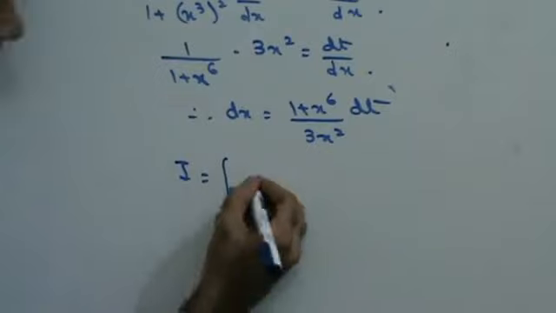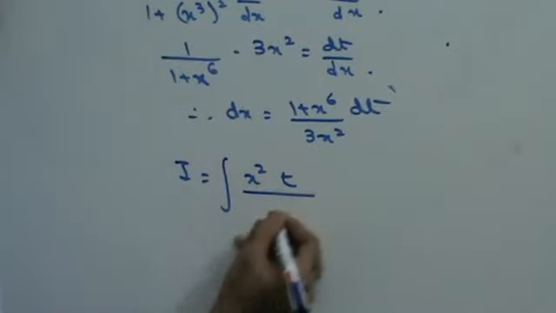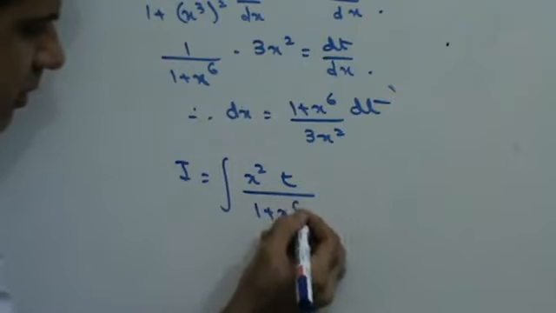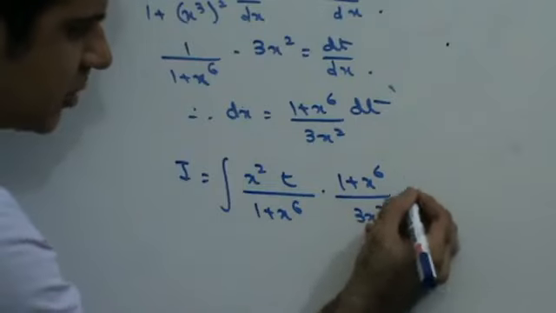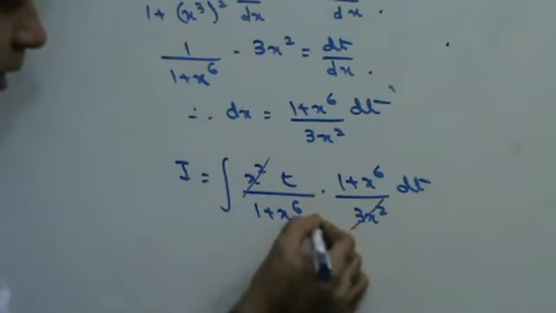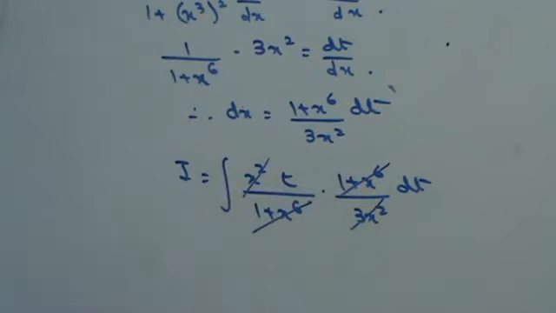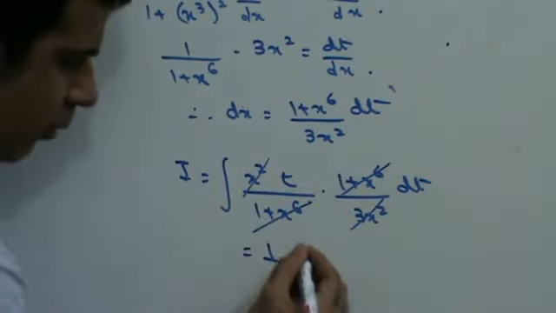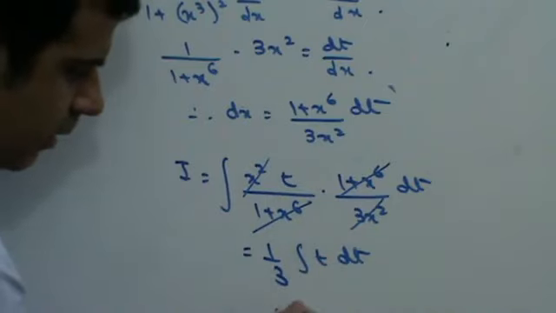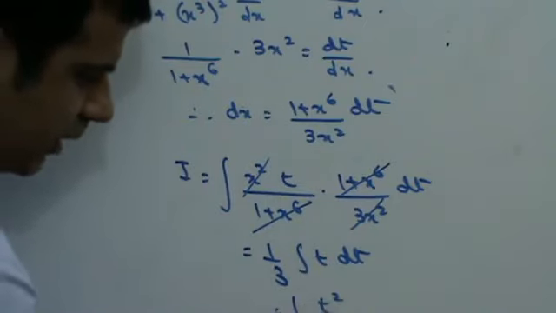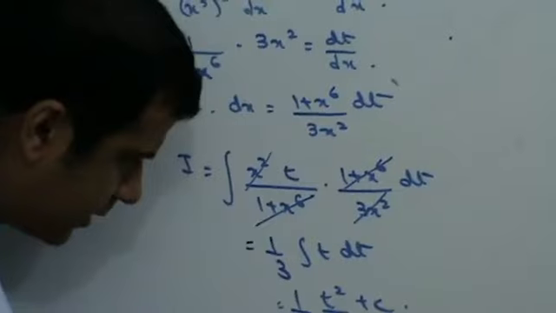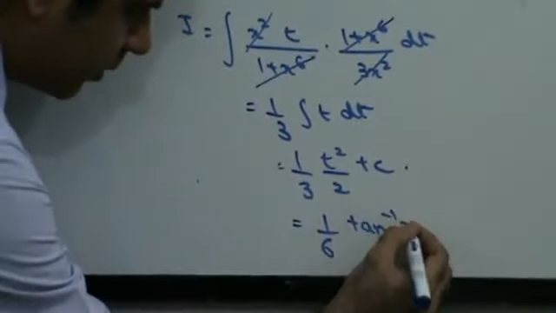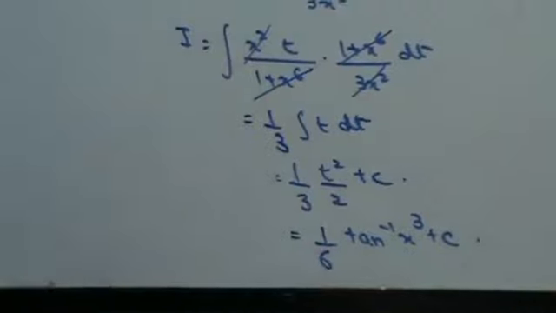I is the integral of x square into t upon 1 plus x raised to 6. Dx can be written as 1 plus x raised to 6 upon 3x square dt. X square gone. 1 plus x raised to 6, 1 plus x raised to 6 gone. So this will be 1 upon 3 integral of t dt, which is 1 upon 3 t square by 2 plus c. Substitute the value of t. Answer will be 1 upon 6 tan inverse of x cube the whole square plus c. Right? Next, let's move on to the next sum.